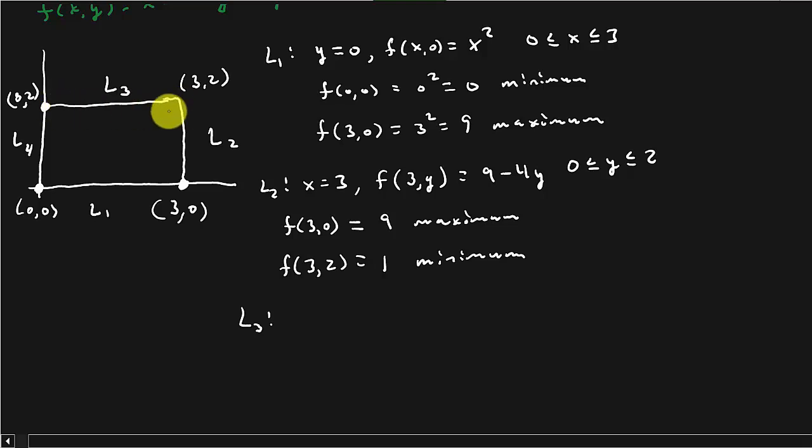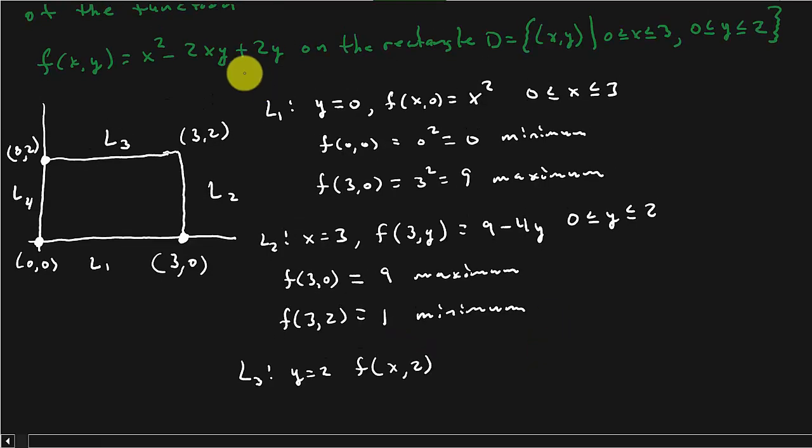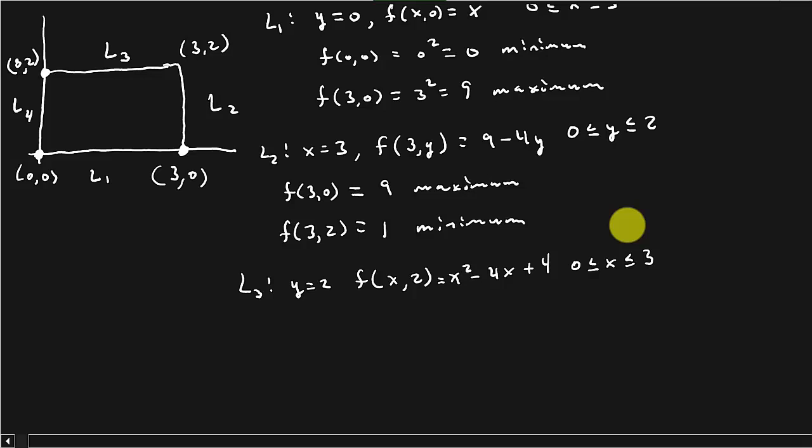So L3, we notice here that y is 2 the entire time. You see that? We've got y is equal to 2. So that's going to give us f of x, 2. So we're plugging 2 in for y. And so that's going to give us x squared minus 4x plus 4. And that is on the interval 0 to 3. x is between 0 and 3.